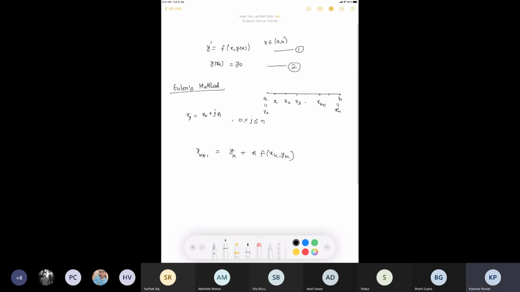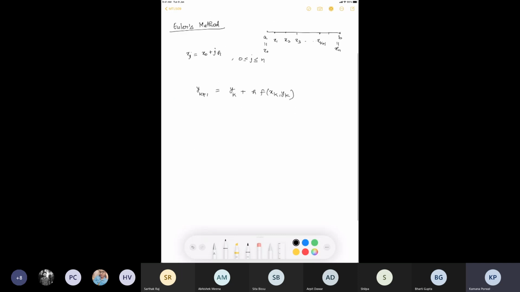If you focus on the given differential equation, at any point x, y prime is given by f of x comma y. So y prime denotes the slope of the solution curve y at the point x, which is the same as f. So f basically denotes the slope here. You can observe that we take the approximate value of the solution at the previous node xk, and use that to obtain the approximate value of the solution at the node xk plus 1.